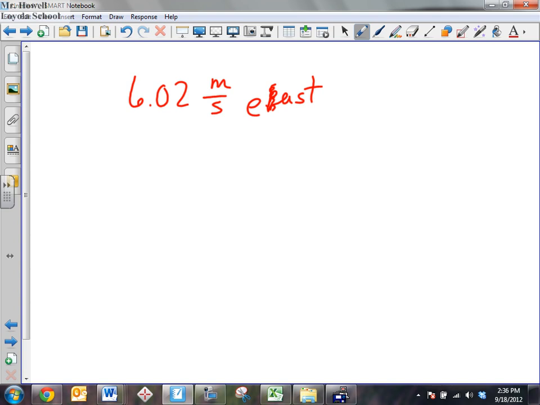Remember, east is positive, west is negative, north is positive, south is negative. Why? Because remember the coordinate plane. East is really this way, west is here, north and south. Think about your XY axis. So 6.02 meters per second to the east.